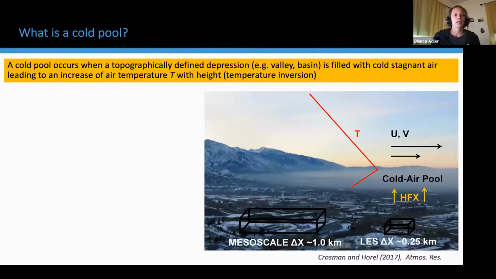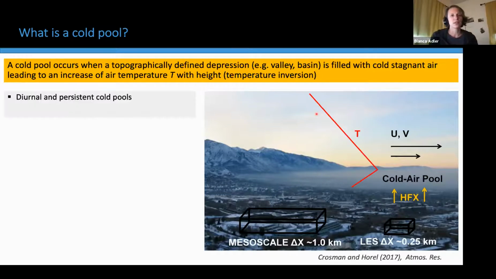So before I start, just a few basics on cold pools. A cold pool occurs when a topographically defined depression, such as a valley or basin, is filled with cold, stagnant air, and this leads to an increase of air temperature with height. And this is illustrated here for a cold pool in the Salt Lake Valley. The cold pool is visible here by this polluted moist layer, and the temperature structure given by the red line increases with height to the top of the cold pool, and then it decreases.